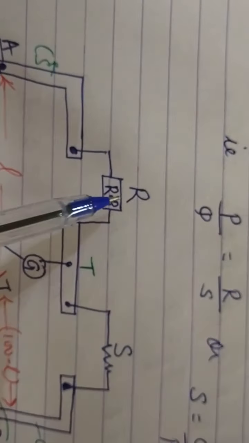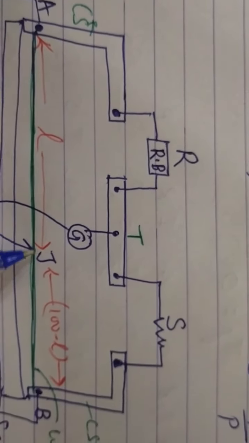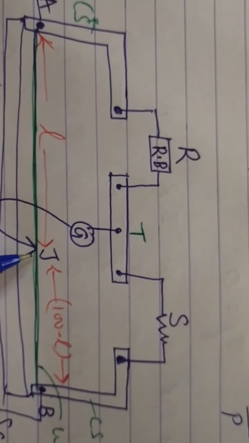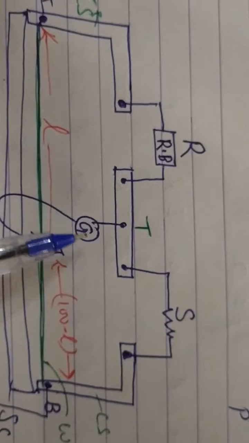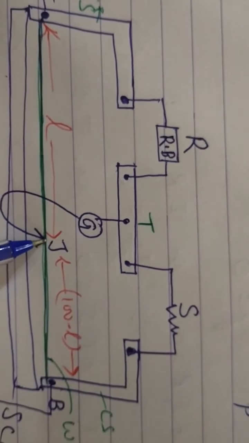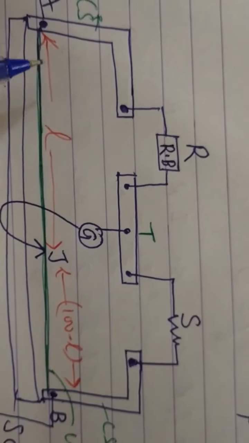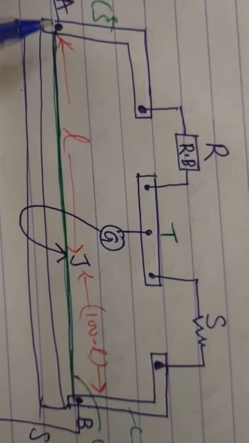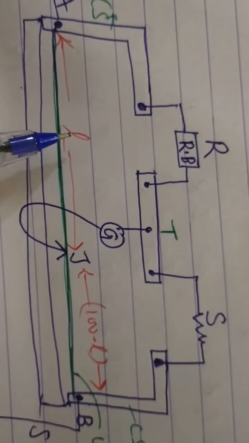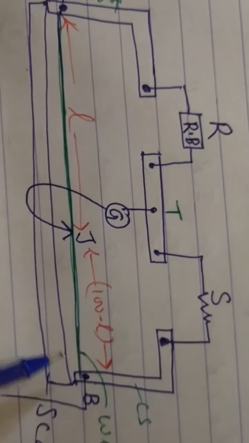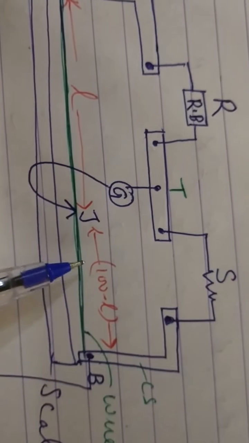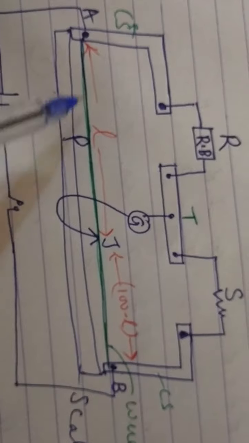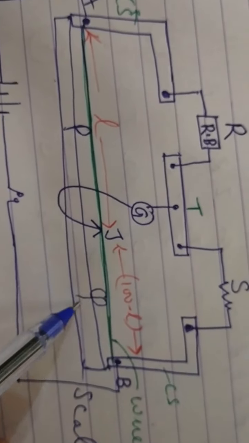So we have to take out some resistance from the resistance box. Now we'll move the jockey over this wire AB, and wherever we get the null deflection in the galvanometer, we'll stop the jockey at that place. Okay. Now we have to find out the resistance of this part, that is AJ. Let the resistance of AJ be P, and the resistance of the part from B to J be Q. Resistance of this part is P and this part is Q.